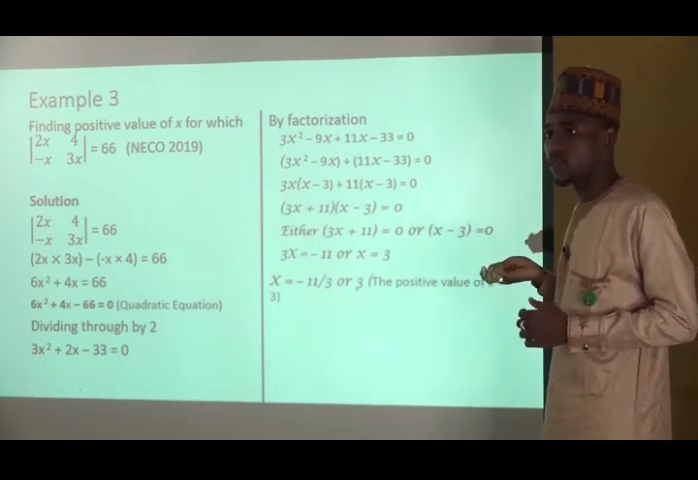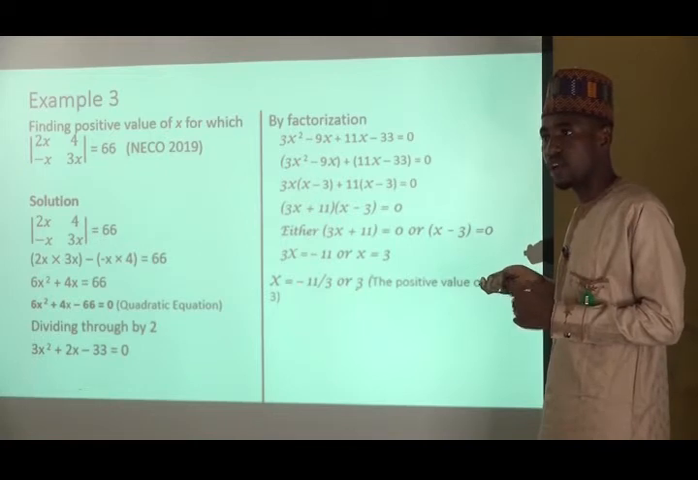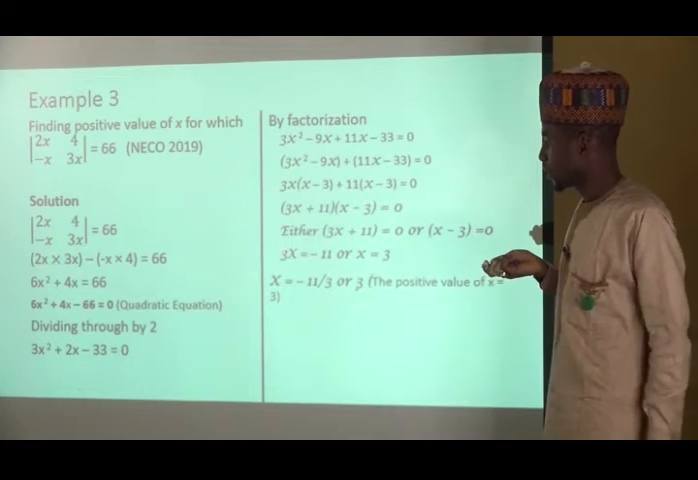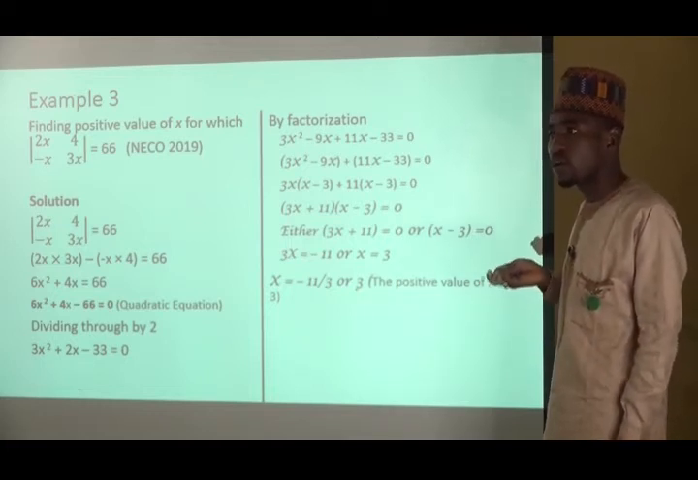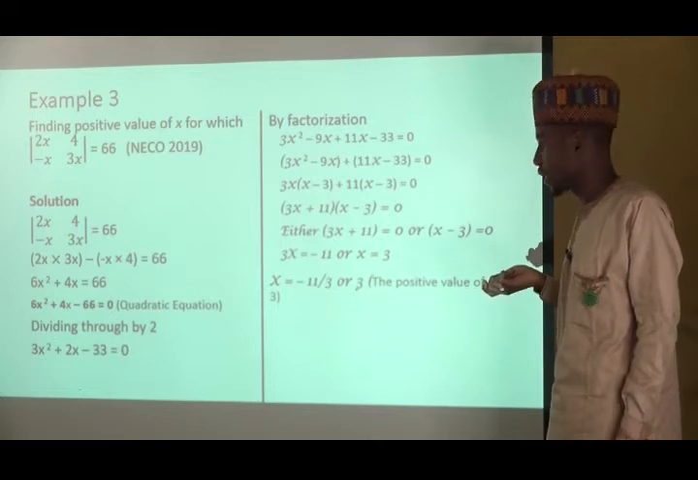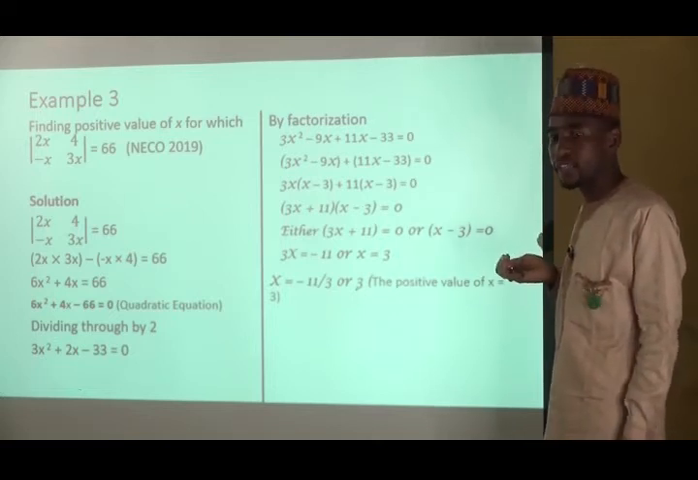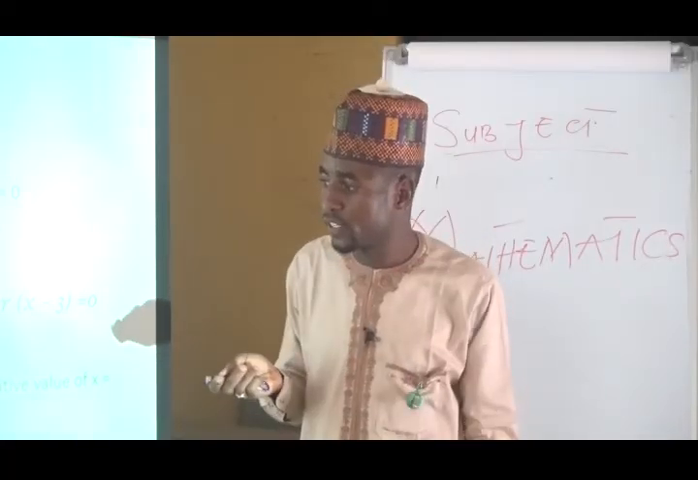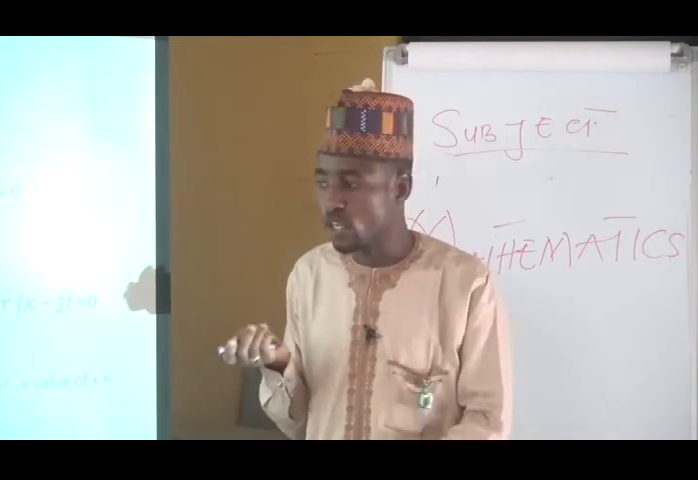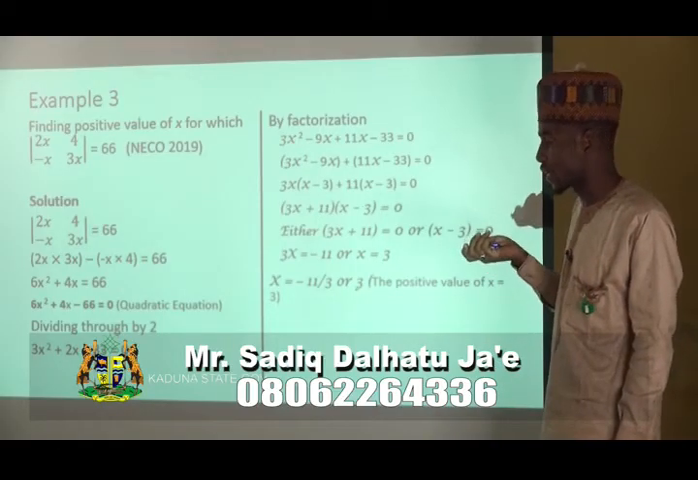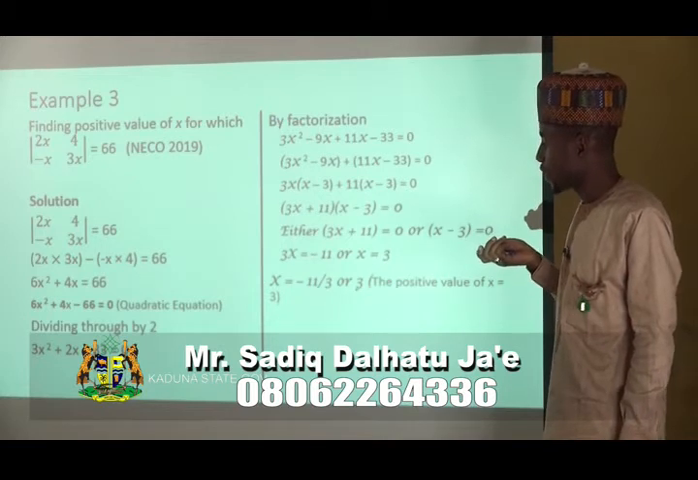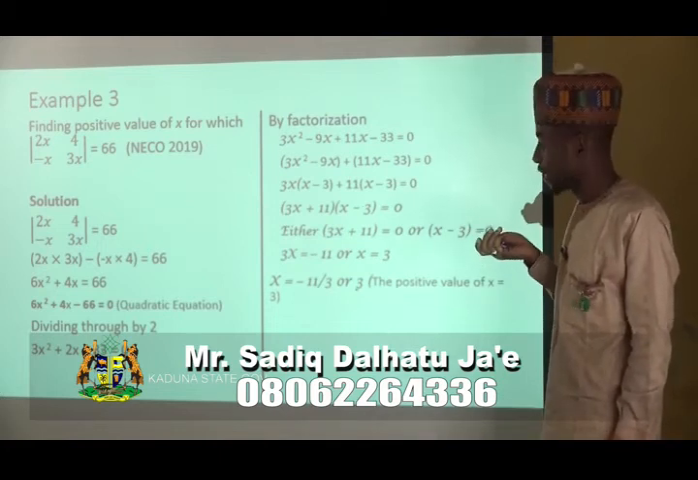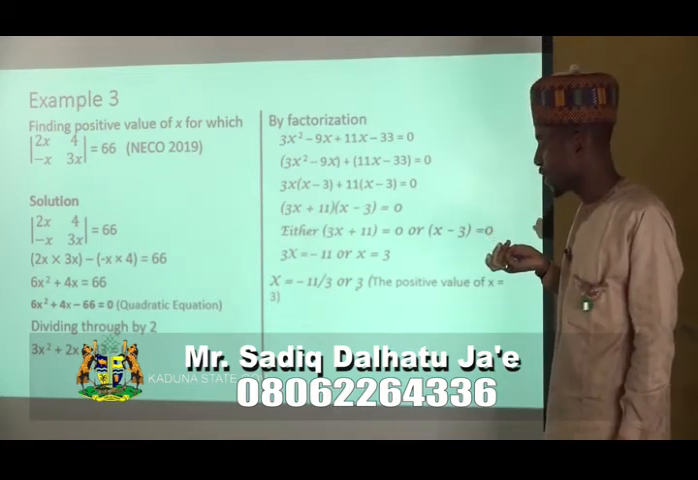That is 3x plus 11 equals 0, or x minus 3 equals 0. Therefore, 3x equals, if plus 11 crosses the equality sign, it will be minus 11. And in the second bracket, if minus 3 crosses the equality sign to the right hand side, it will be positive, that is plus 3. Now this is 3x equals minus 11. You divide both sides by the coefficient of x, which is 3. So here, 3x over 3, the 3 at the denominator will cancel the 3 at the numerator. You will be left with x only, and you have minus 11 divided by 3.